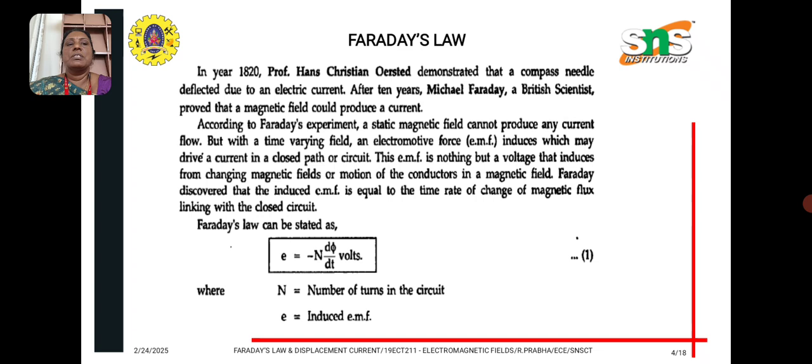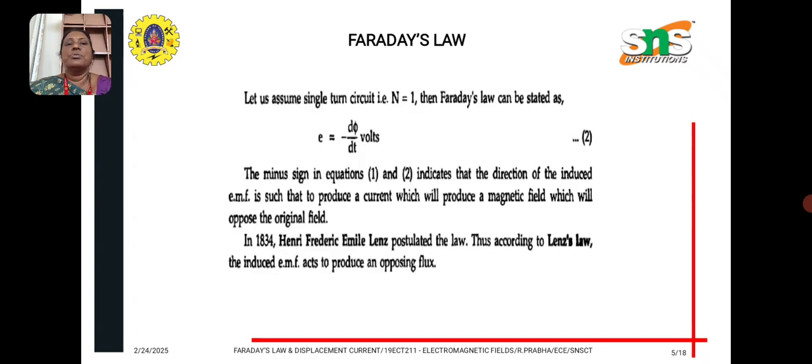This EMF is nothing but a voltage that is induced from changing magnetic fields or motion of the conductors in a magnetic field. Faraday discovered that the induced EMF is equal to the time rate of change of magnetic flux linking the closed circuit. So Faraday's law can be stated as E is equal to minus N into d phi by dt volts. Here N represents the number of turns in the circuit and E is the induced EMF.